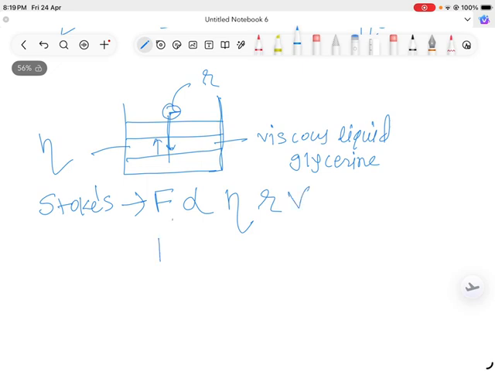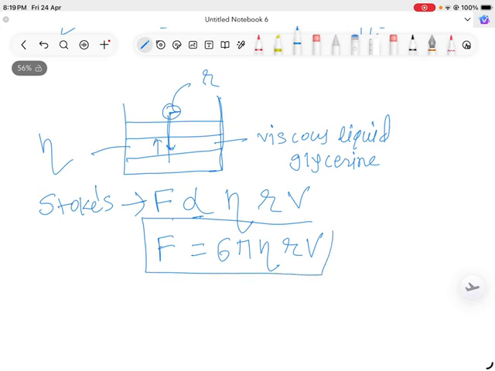So F equals, if you remove this proportionality, a constant 6 pi is used. So F equals 6 pi eta r v, and this is nothing but the Stokes' law. So the statement of Stokes' law is what? That is, the force acting is proportional to coefficient of viscosity, proportional to radius of metallic ball, proportional to the velocity of that ball, and this is nothing but the Stokes' law. F equals 6 pi eta r v, and this will be asked in the exam for what?